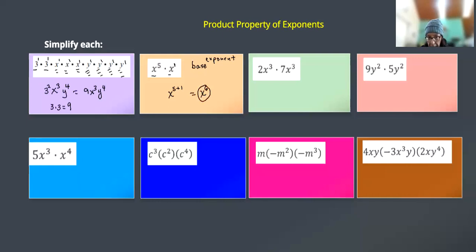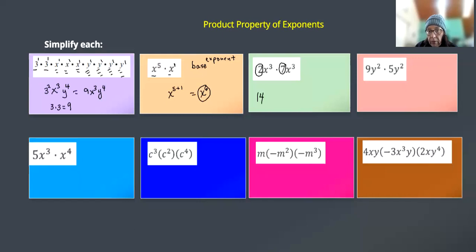Remember, bases have to be the same. Everything has an exponent. Let's take a look at the next one. Remember, this is the rules for exponents. The number 2 and the number 7, those aren't little exponents. Those are coefficients. You just multiply the coefficients like you would any other number. 2 times 7 is 14.